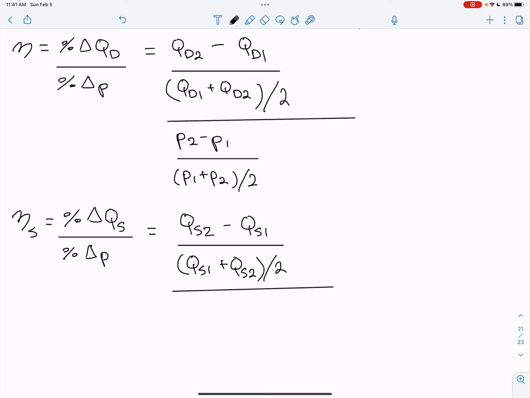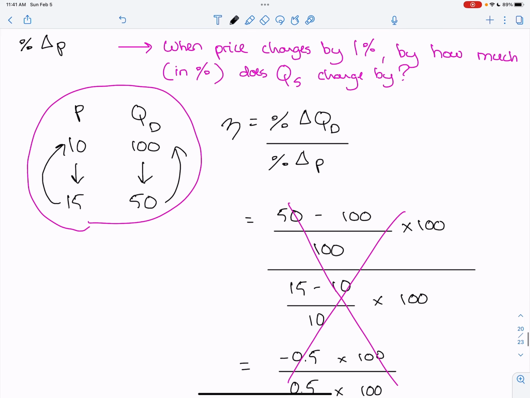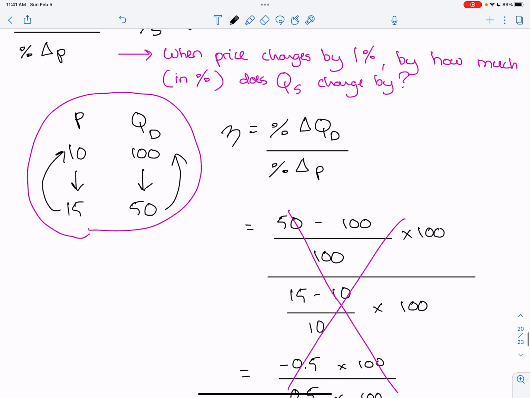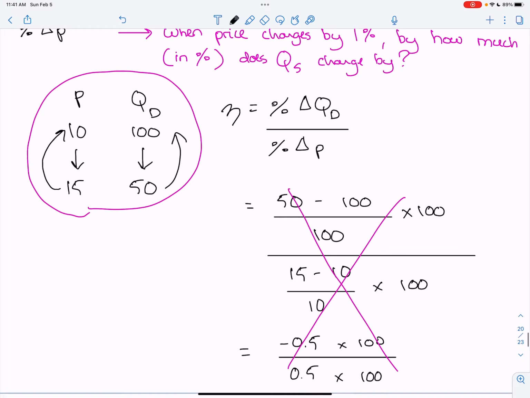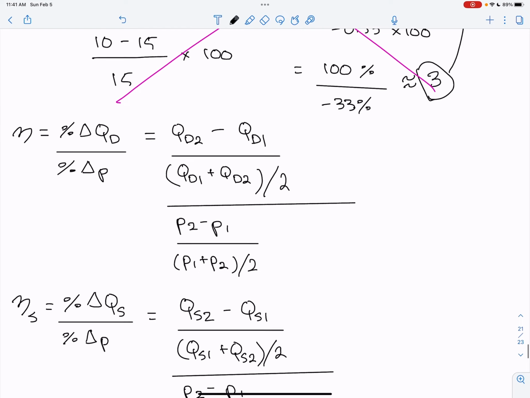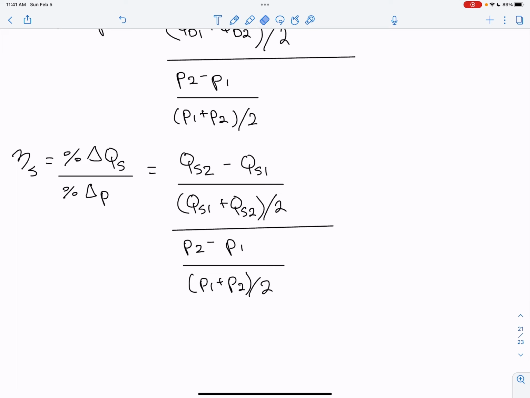Whole thing divided by change in price, right? Taking the average as above. Okay, now, why does this make a difference? Well, let's just continue using our example that we had above. So when price increases from 10 to 15, quantity demanded decreases from 100 to 50, and vice versa. When we go from 10 to 15 in terms of price, we go from 50 to 100 in terms of quantity demanded. Now, let's actually do those calculations taking averages.